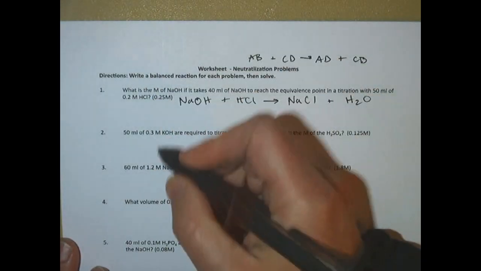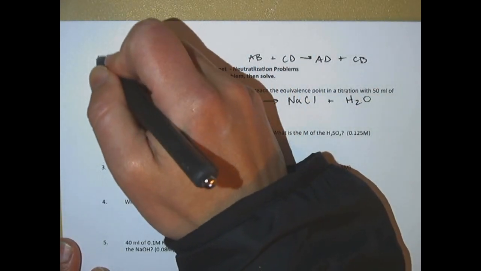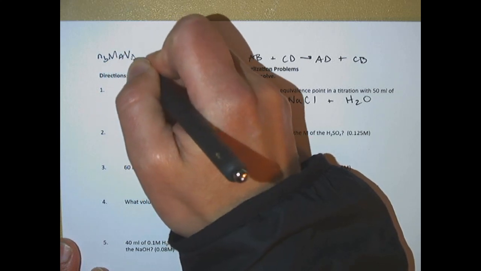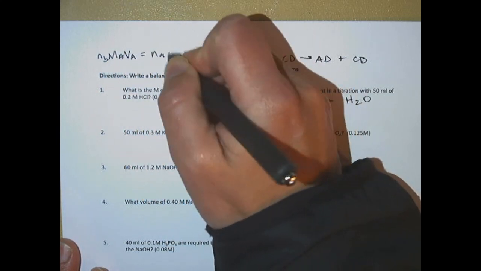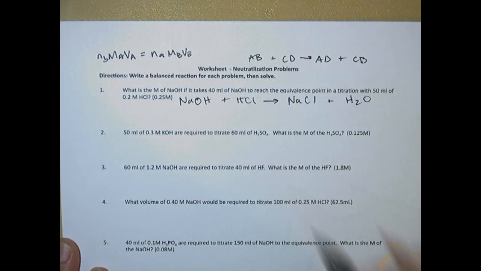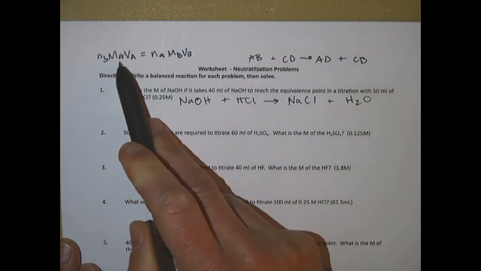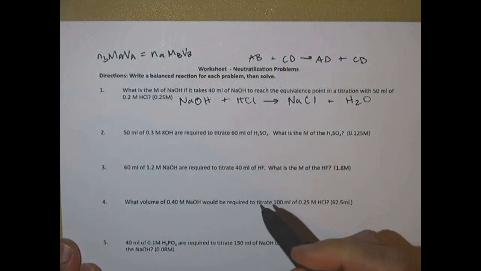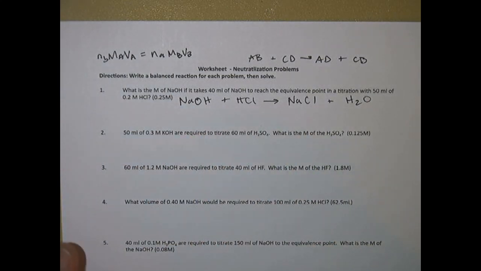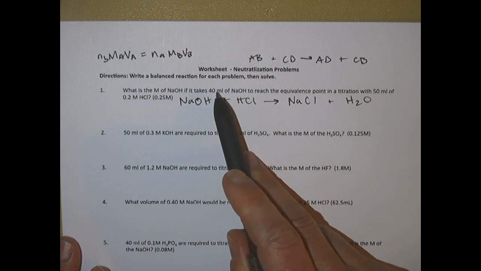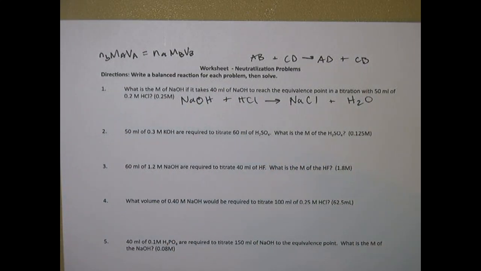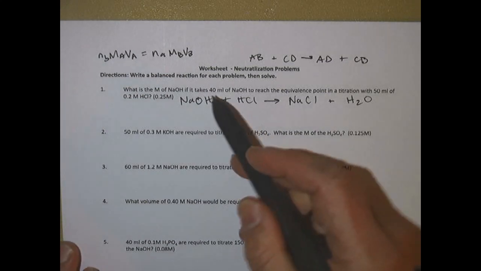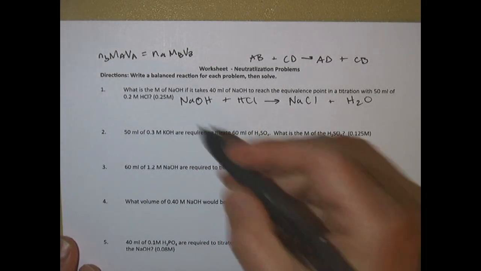So when you're using the equation, which I probably should have written down also, NAMAVA equals NBMBVB. Since this is 1 to 1, the NA and the NB come from the balanced reaction, so you won't need those variables for this particular one. And as long as everything matches up in terms of milliliters, you don't need to convert to liters if you don't want to.